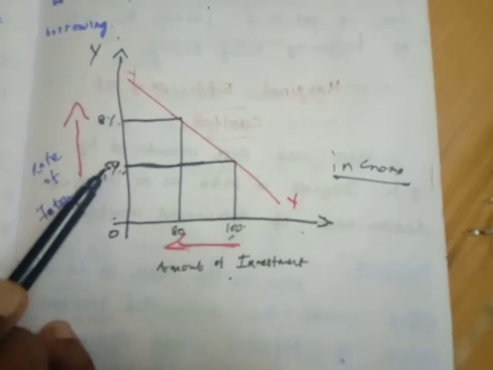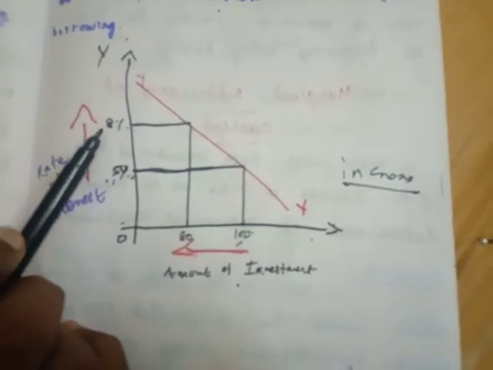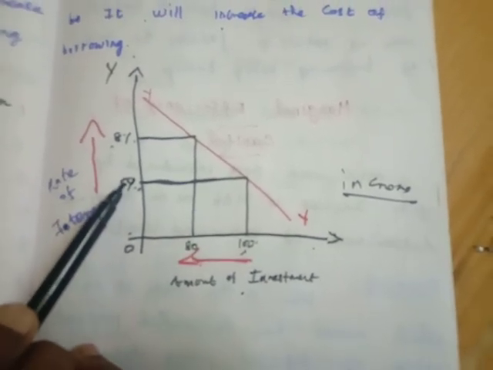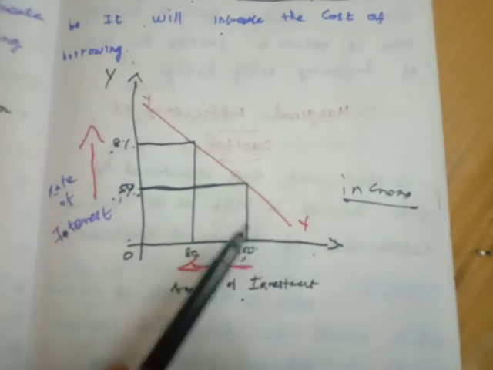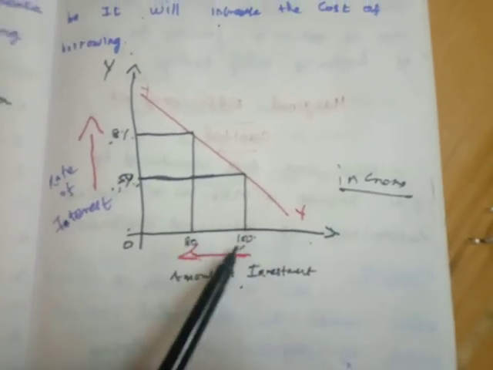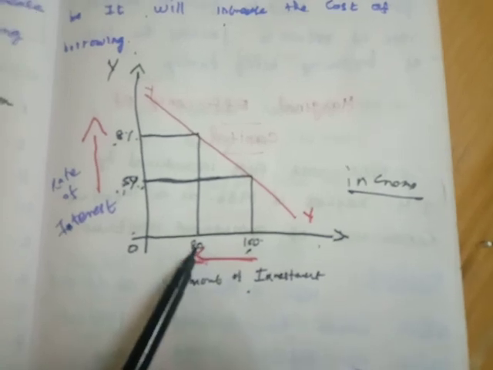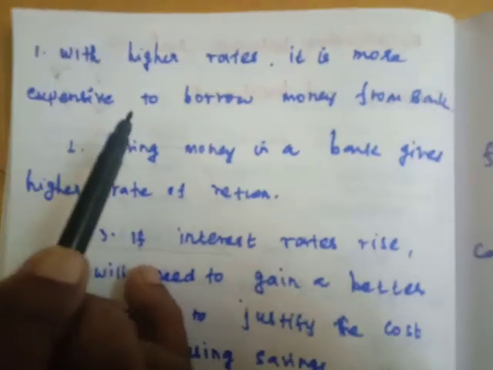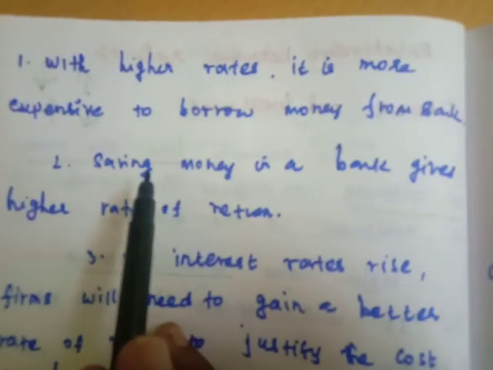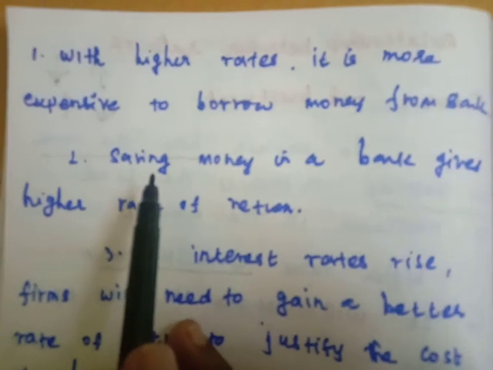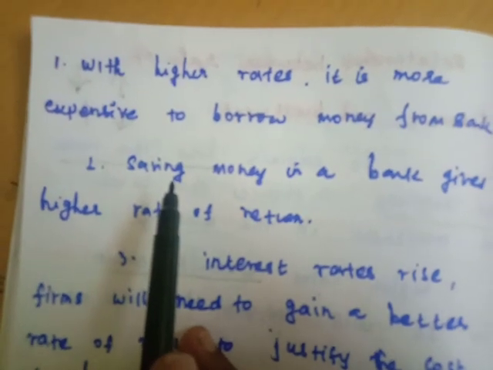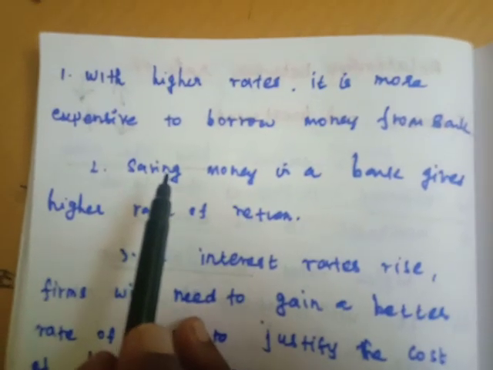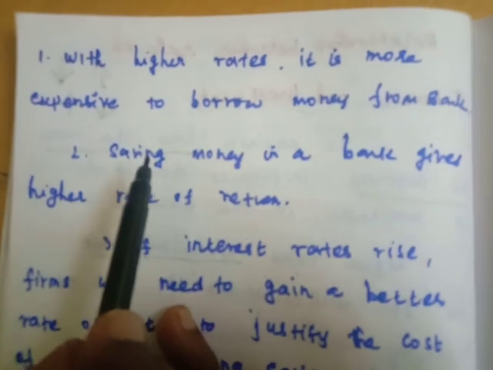When the rate of interest increases from 5% to 8%, the arrow mark is upward. Our investment reduces from 100 crores to 80 crores. If the rate of interest is increased, it will tend to discourage investment, because when the interest rate is high, people are not ready to invest their money in business, as investment has a higher opportunity cost.